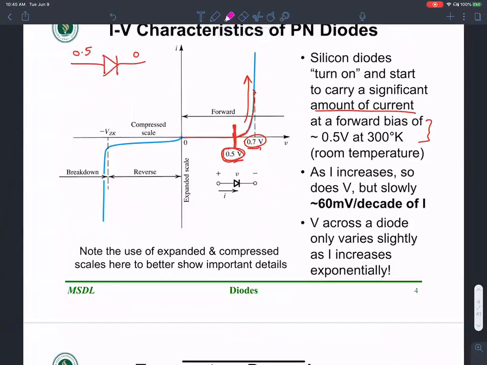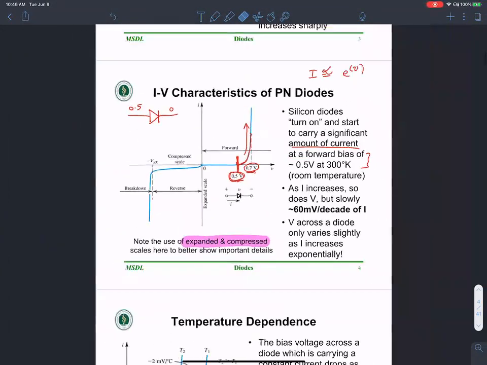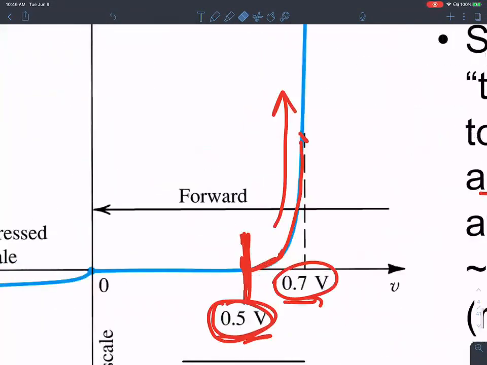And here what we have done is expand certain parts of this graph and compress certain parts of the graph to highlight the important parts. So the idea is that this is not to scale, this is just for us to realize that there is an exponential relationship.